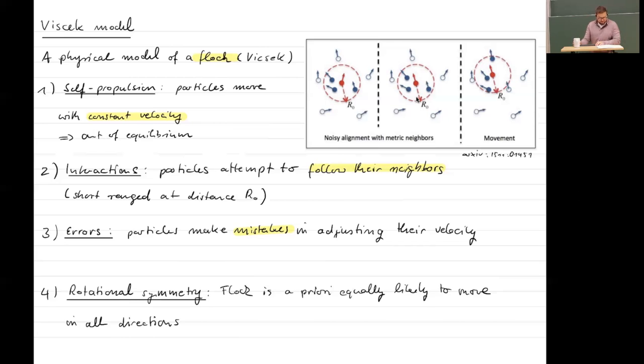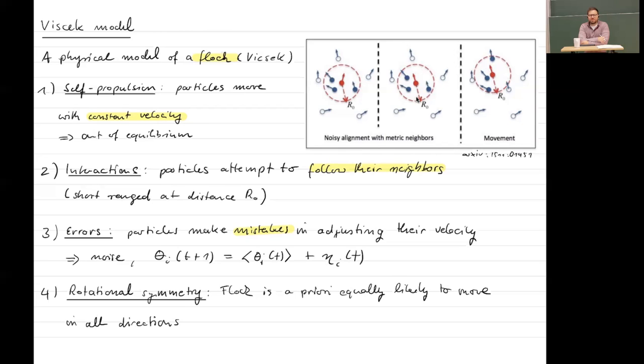Now we also have errors. So we're not taking exactly the average direction, but the average direction plus some error that we make, plus some fluctuating force that we can't predict. So then we have noise. And that means, as before, that we can formalize this: as the next time step, you take the direction that is the average over all your neighbors, and then you have some noise, eta of t.